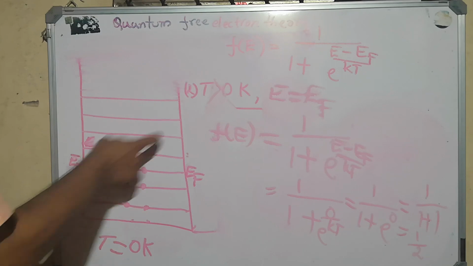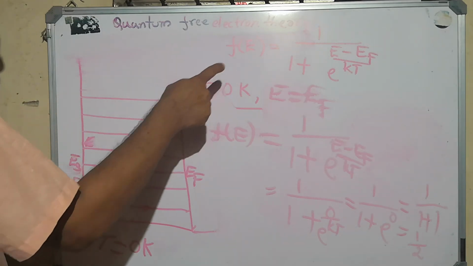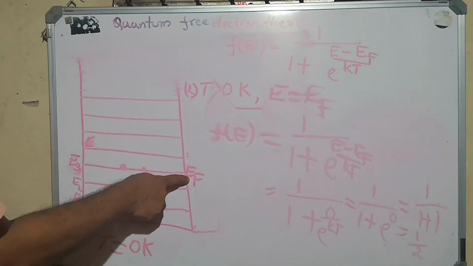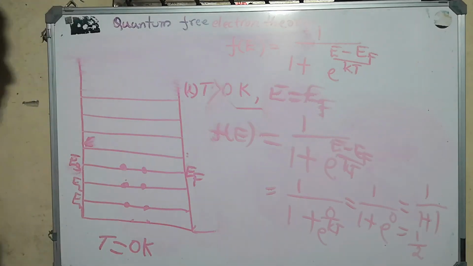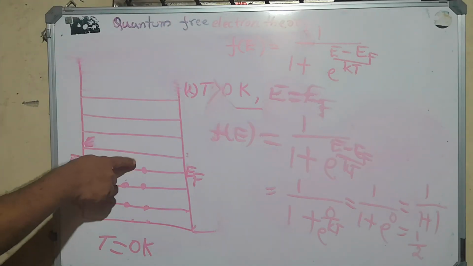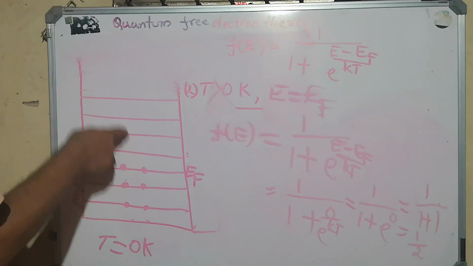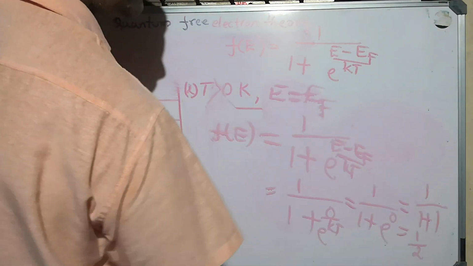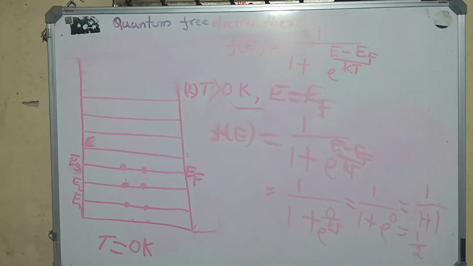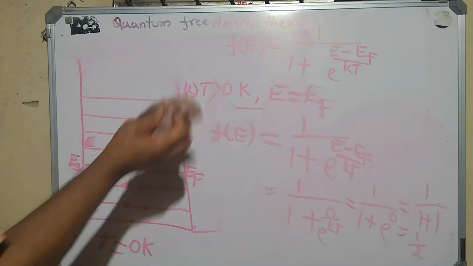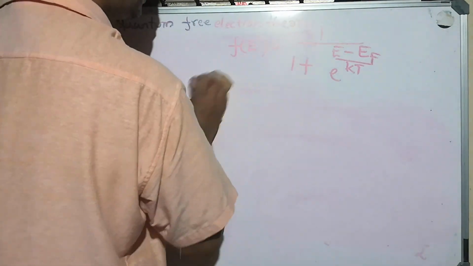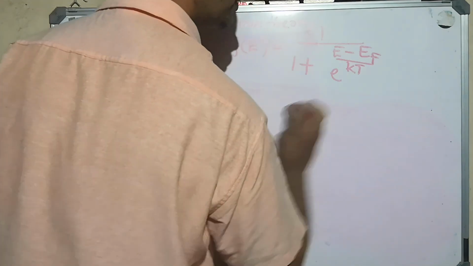That means what you can observe, at T is equal to 0 Kelvin, as you move towards EF, F of E value started to decrease from 1. At E is equal to EF, its value exactly becomes half. And if you consider the energy levels above EF, the probability value goes on decreasing from 0.5. So this is how the Fermi factor varies with respect to temperature. So this one we can represent schematically.